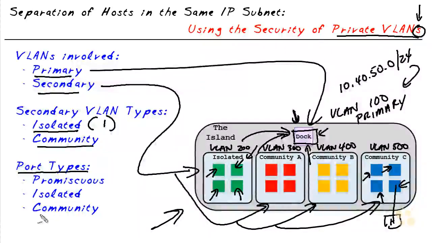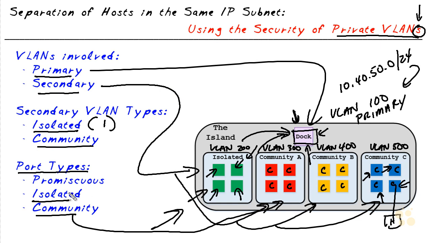Well, if we have a port that's associated with a community, that would be a community port. So that's a community port for Community A, community port, community port, community port. In Community B, all the ports associated with Community B would be community ports for Community B. And the same thing for Community C. All the ports associated with Community C in VLAN 500 in our example are community ports for that community.